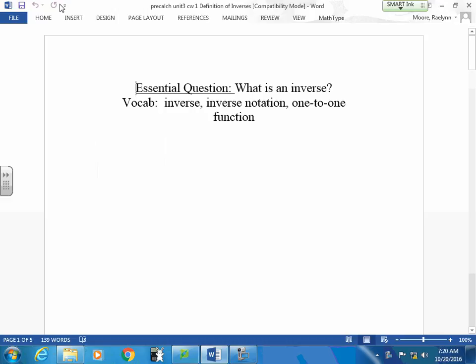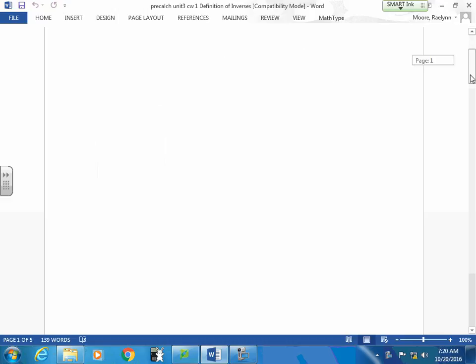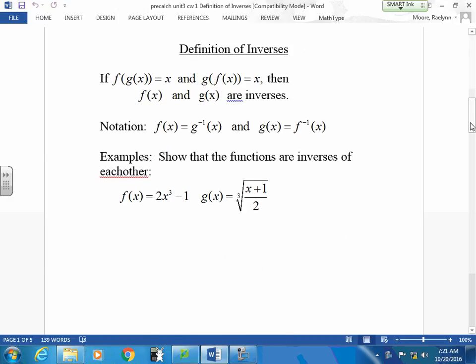Alright, so we talked a little bit about what is an inverse here. Now, if we're going to find two functions and we want to know if they're inverses of each other, we're going to do a composition of functions, but we have to do it both ways. It has to work both ways.